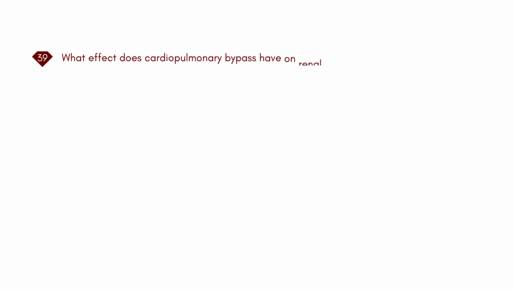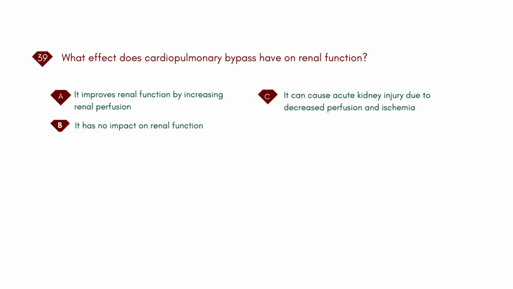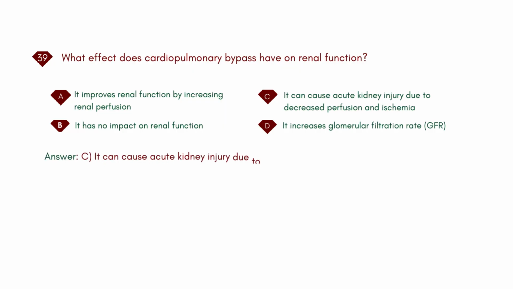What effect does cardiopulmonary bypass have on renal function? A. It improves renal function by increasing renal perfusion. B. It has no impact on renal function. C. It can cause acute kidney injury due to decreased perfusion and ischemia. D. It increases glomerular filtration rate, GFR. Answer: C. It can cause acute kidney injury due to decreased perfusion and ischemia.